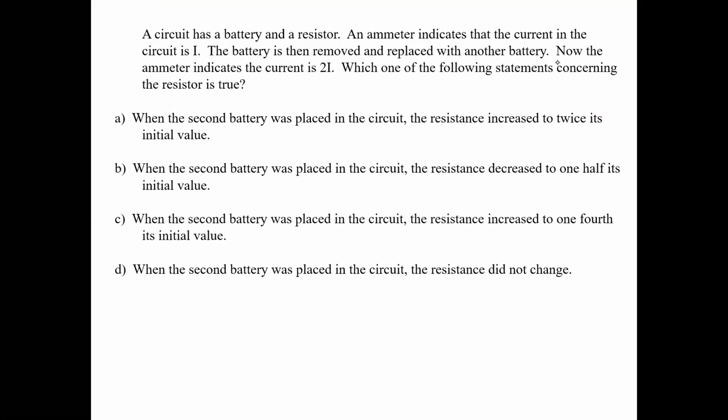All right, so here we've got a question. It says that we've got a circuit with a battery and a resistor. We've got some current I flowing through that resistor. It says the battery is removed and replaced with a different battery. And now apparently the current is 2I. Which of the following statements concerning the resistor is true?